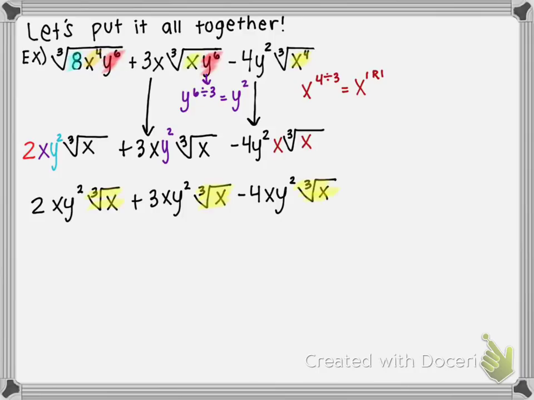Now, are all the radicands the same? Yes, and all the indexes are the same. 3, 3, 3, and then x, x, x, which means we can add everything here on the outside. So 2 plus 3 is 5, and 5 minus 4 is 1, xy squared. Remember, I keep these the same when I add, just like I keep these the same when I add and subtract, right? So all I'm looking at is the numbers. 2 plus 3 is 5, 5 minus 4 is 1, xy squared, and then I keep this the same too, cube root of x, and that's your final answer.